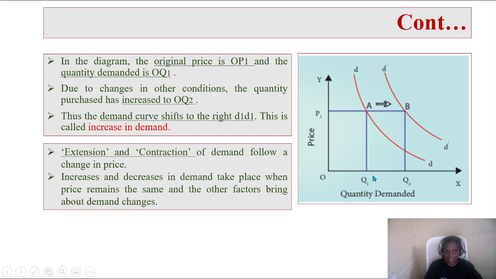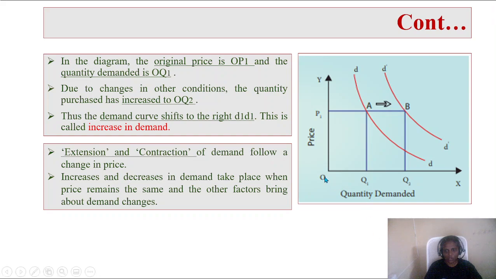When there is a change in other conditions like income, or the taste and preference of the consumer, or when there is a change in the price level of substitute or complementary goods, at that time what happens? The quantity demanded may increase among some of the consumers. It may increase to a higher level, to the B level. From A to B, the quantity demanded will be increasing.